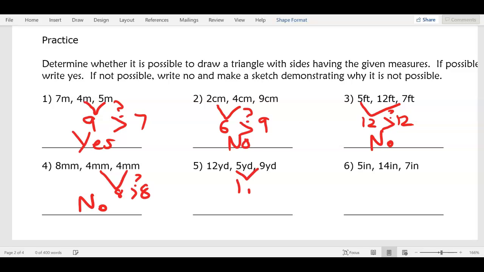Okay. The smaller ones. 5 plus 9 is 14. Is 14 greater than 12? Yes, it is. Number 6, 5 plus 7 is 12. Is that greater than 14? That's a no. Are y'all able to add the smaller numbers and see if it's greater than the third number? Greater than is yes, everything else, equals and less than, is no.